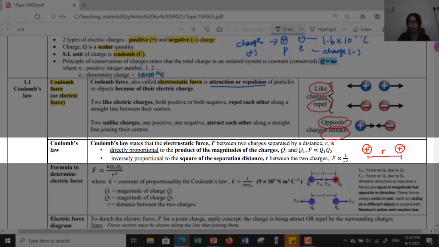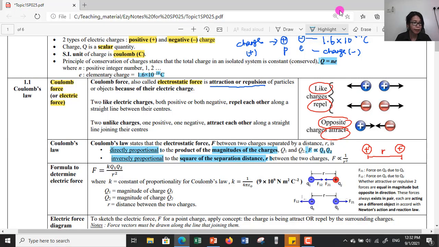electric force yang wujud antara dua charges ni is directly proportional to the product of the magnitude of the charges. Okay, the F is proportional to the magnitude of the charges Q1 and Q2. But then it is inversely proportional to the square of the separation distance r between the two charges. Ini maksudnya, the greater the charge and the closer together they are, the greater is the force.